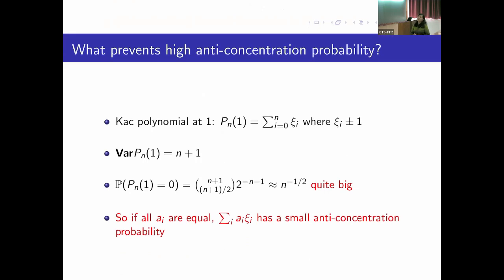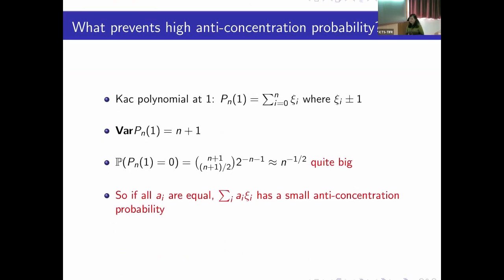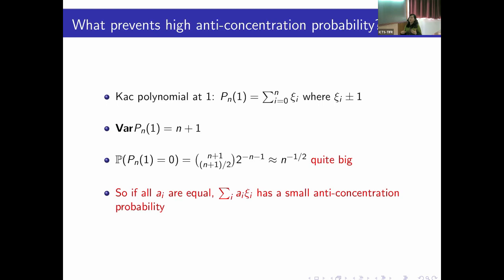So what would prevent a polynomial from having a high anti-concentration probability? In other words, in what case can the polynomial be very concentrated at a point? For instance, let's look at the Cauchy polynomial at 1. We look at 1 because most of the positive roots of the Cauchy polynomial would be around 1. So 1 is the most important point that we would look at when we study local universality of the Cauchy polynomial. And so P_n(1) is just the sum of the C_i.